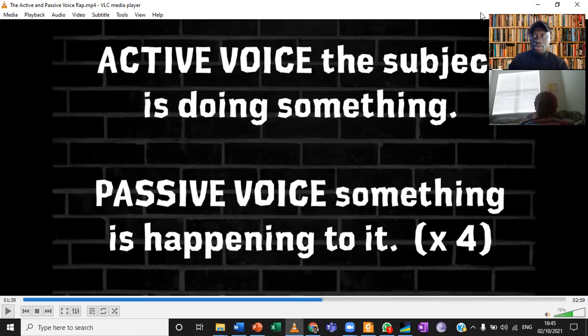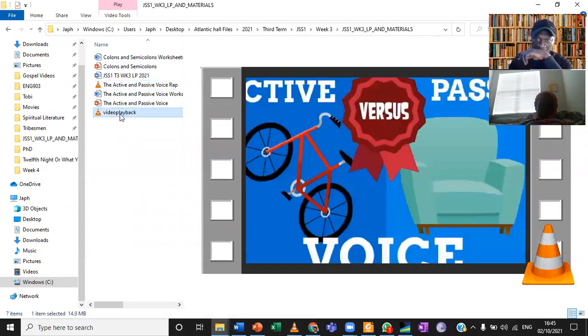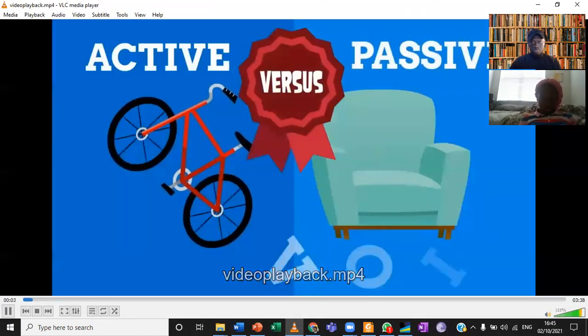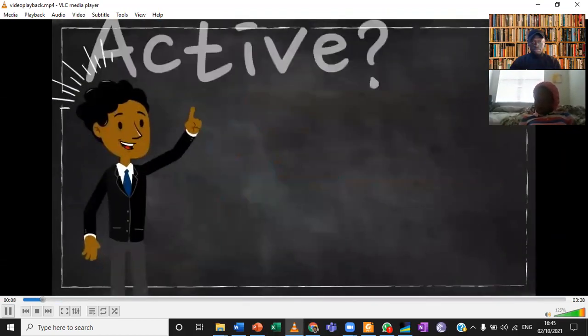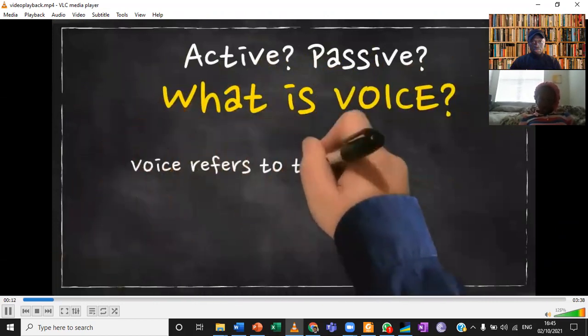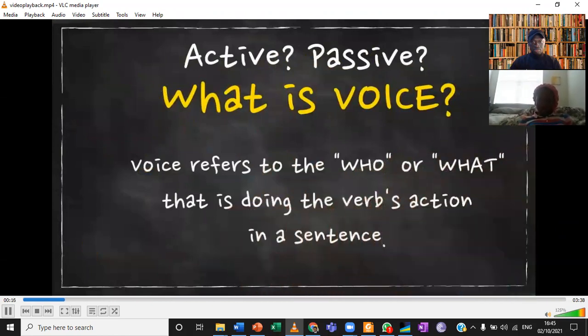Okay, I think you actually got an idea of what they're trying to explain to you there. Active versus passive voice. What is voice? Voice refers to the who or what that is doing the verb's action in a sentence.